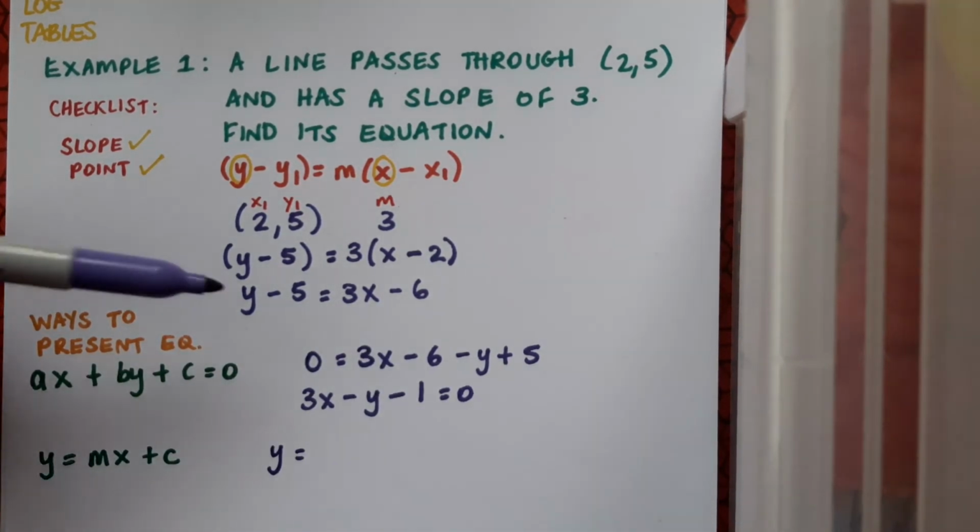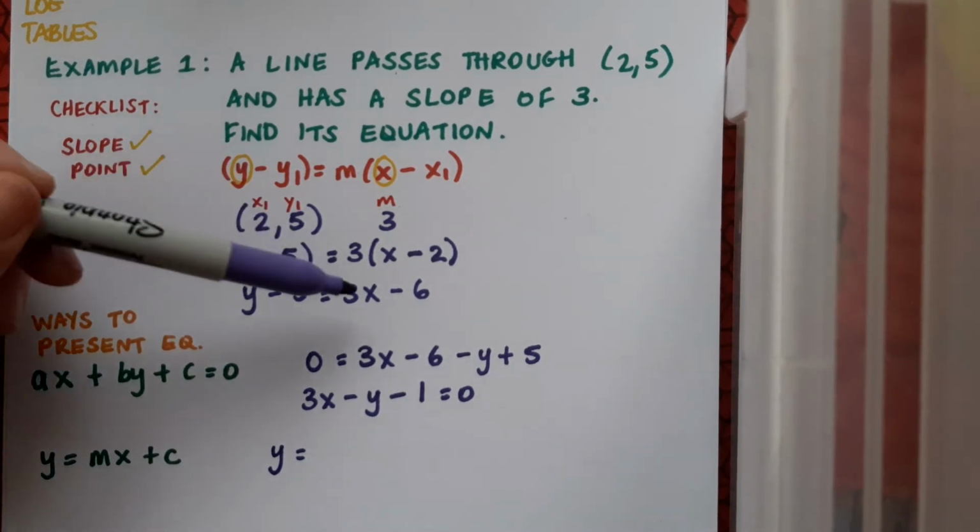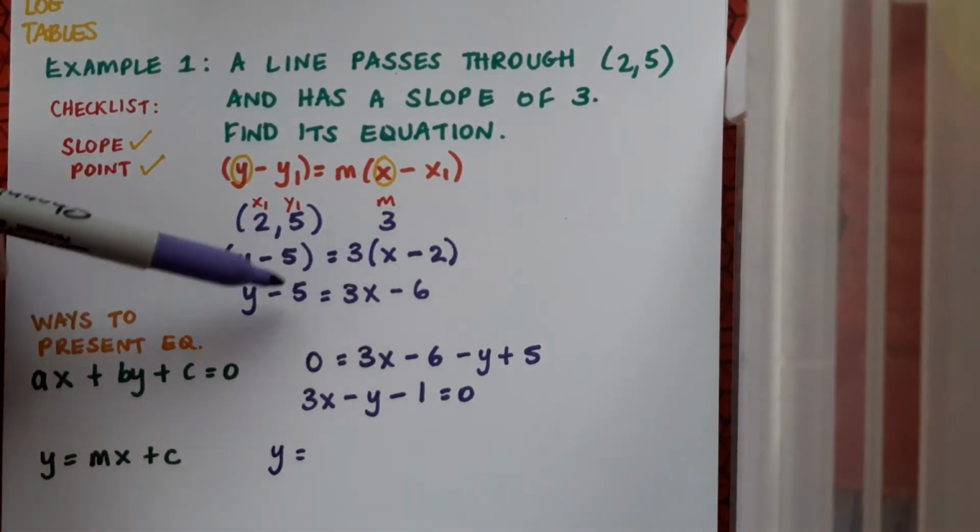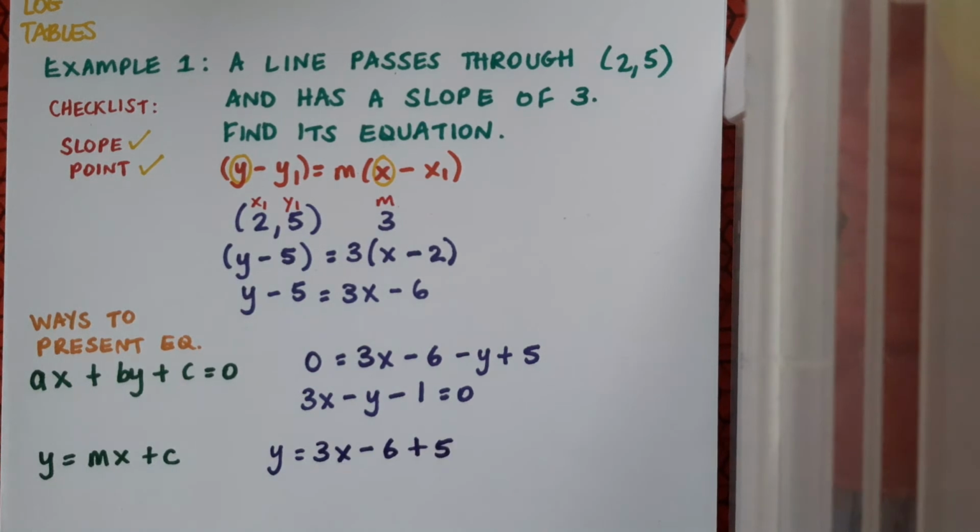So in this case, I'd have y equals, okay, well the 3x and the minus 6 are staying put and the minus 5 is going to go over. So I'll have y equals 3x minus 6 plus 5. And then obviously minus 6 plus 5 will give minus 1. So I've got y equals 3x minus 1.